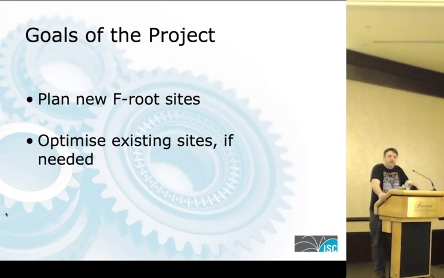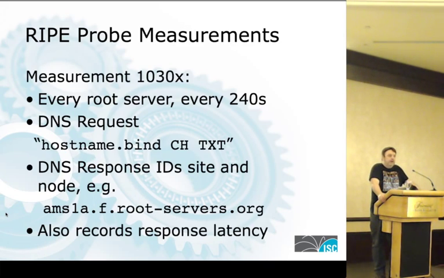Now, I looked around to see what data sets were available and found that, very handily, the RIPE Atlas system already takes a lot of measurements of all the F-root instance nodes. There's a particular measurement, 10304, I think it is, made every 4 minutes from every RIPE Atlas probe to the currently selected F instance for that site. They send us the standard hostname.bind CH TXT query, and they record the response to that query and also the latency of that query.